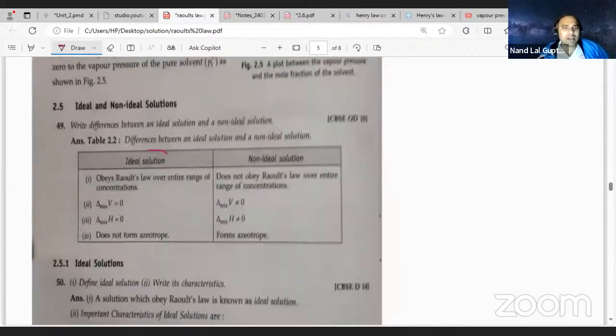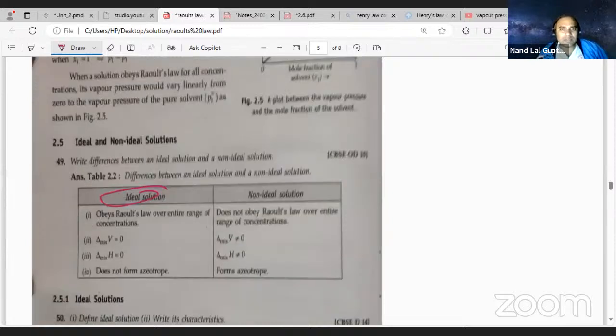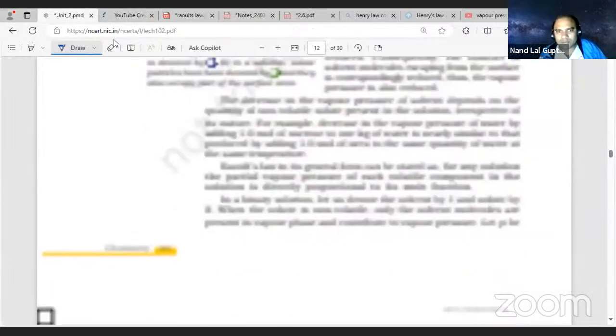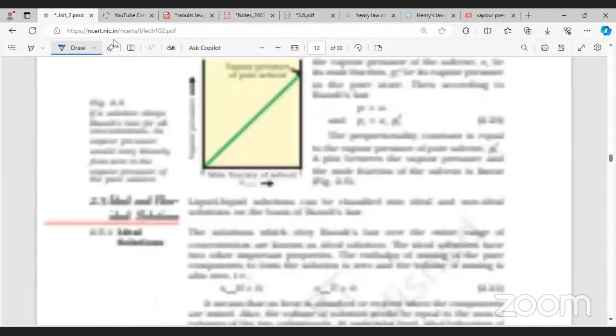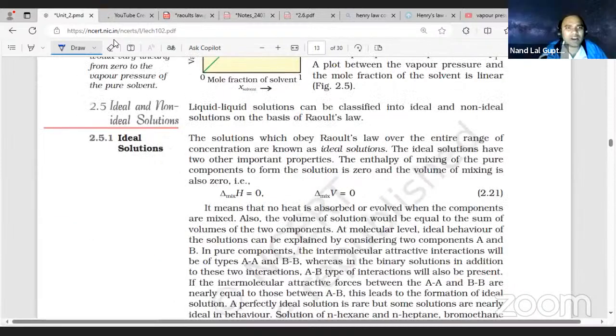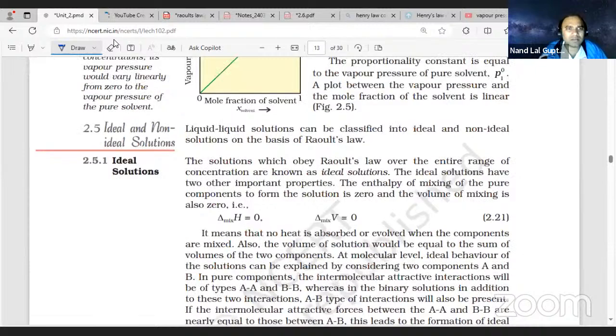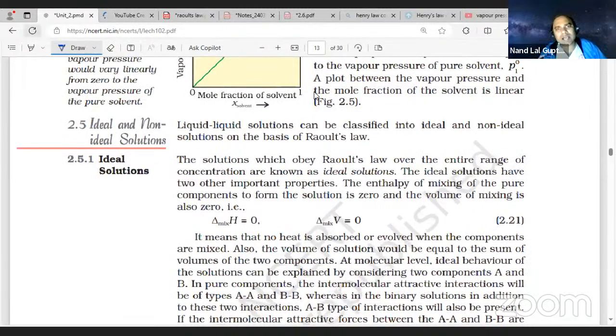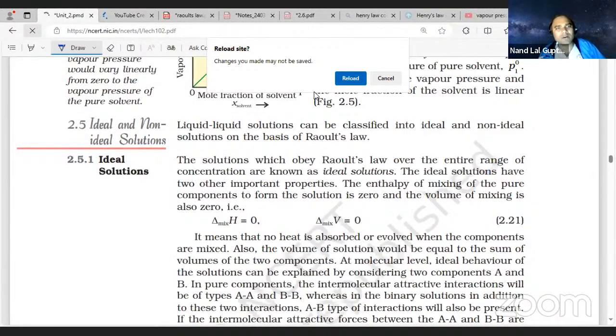Like ideal and non-ideal solutions, you see how many types there are. I am giving some idea that this will come. In 2015 it came, so it is important. Whatever is there in NCERT, go back to NCERT. These are what is there. Here, go down a little bit. Just see ideal and non-ideal, they are here. Can you see this one? Yes. So everything is NCERT only. I just took it in a different form.